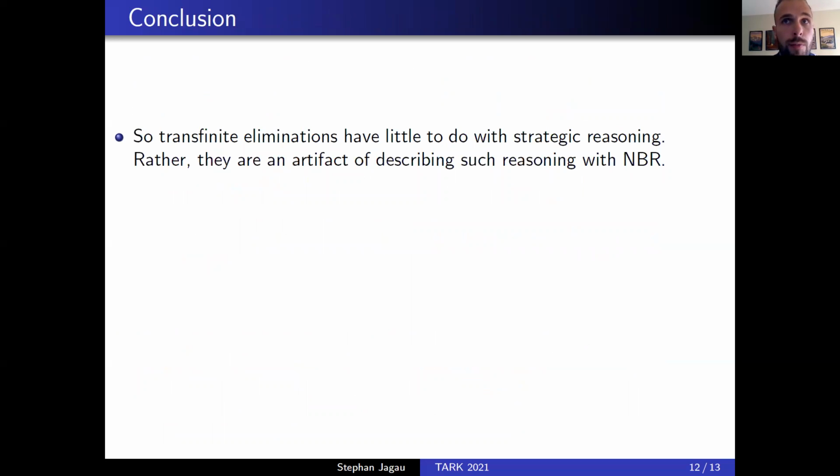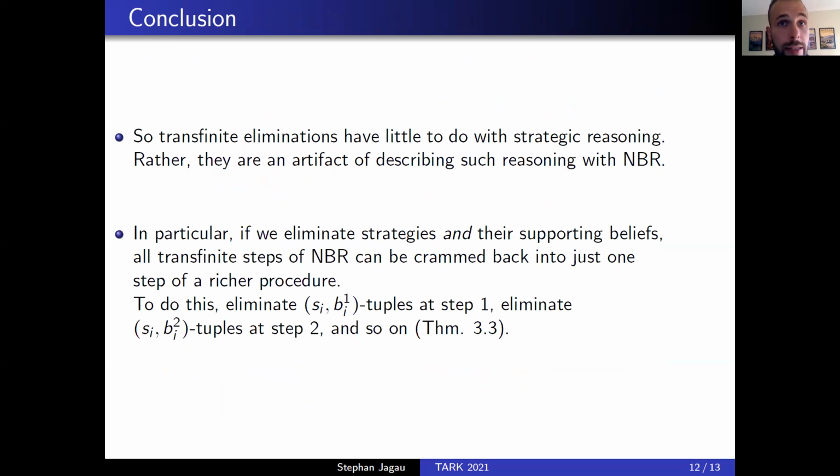So as we see, especially in this example, transfinite eliminations have very little to do with strategic reasoning. Rather, it's really an artifact of describing the behavior consistent with that reasoning with a specific method, elimination of non-best replies. We can take this a step further too, and we can find different methods of describing the behavior consistent with common belief in rationality. And what we're going to do there to get to shorter procedures is we're going to look at strategies and their supporting beliefs.